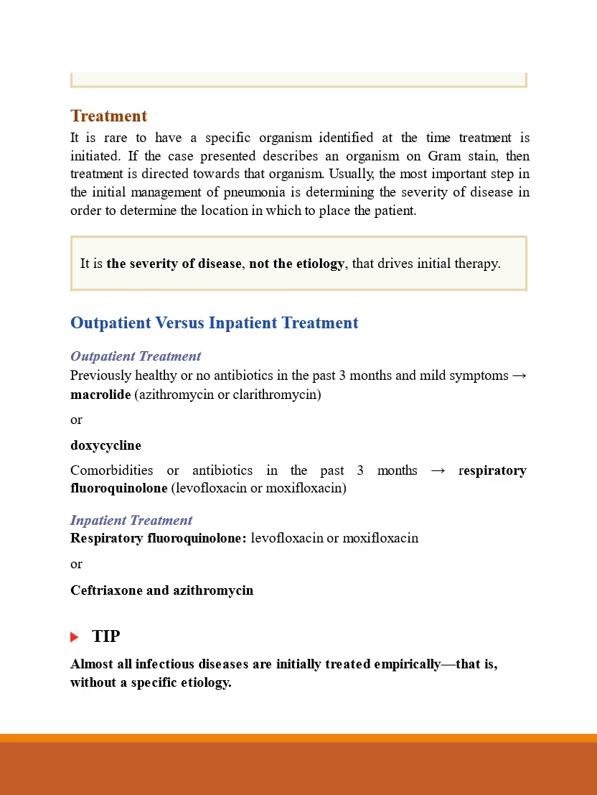Usually, the most important step of initial management of pneumonia is to determine the severity of the disease in order to determine the location in which to place the patient. It is the severity of disease, not the etiology, which drives the initial therapy. So let's talk about outpatient, vice versa, inpatient treatment. When we do outpatient treatment, previously healthy patients or no antibiotics in the past 3 months and mild symptoms, we give macrolides like azithromycin or clarithromycin or doxycycline.